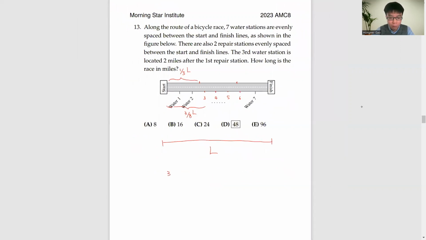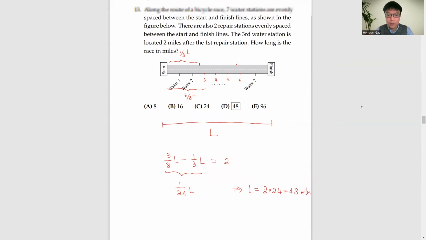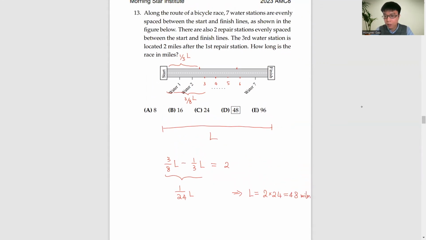So we have 3 over 8 L minus 1/3 L equals 2 miles. Then we can solve L. The left-hand side is basically 1 over 24 L. So we have that L is 2 times 24, which is 48 miles. So the answer here is D, 48.